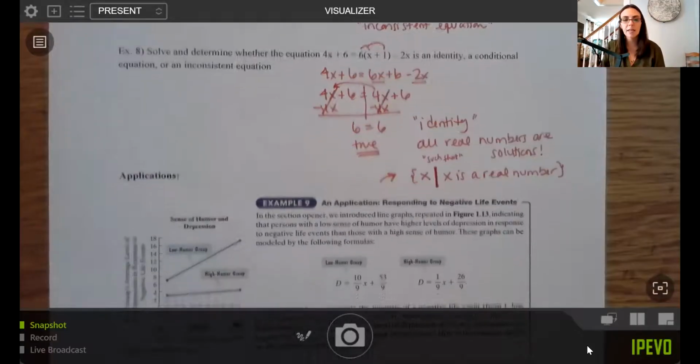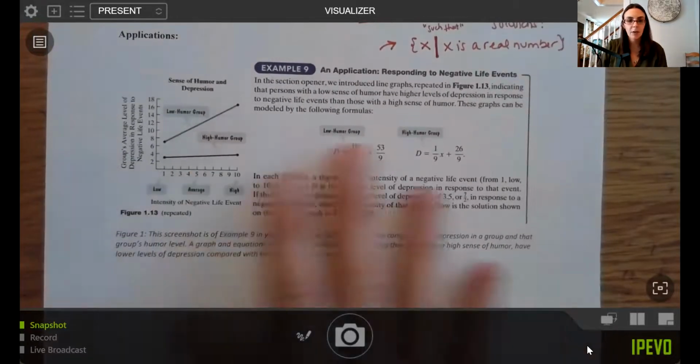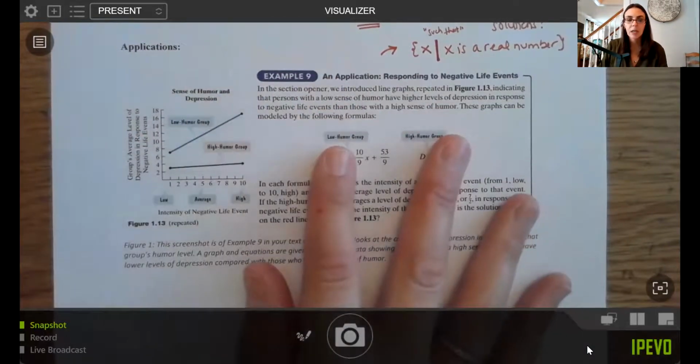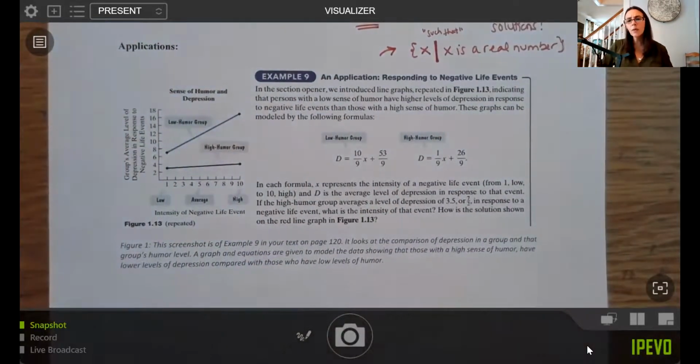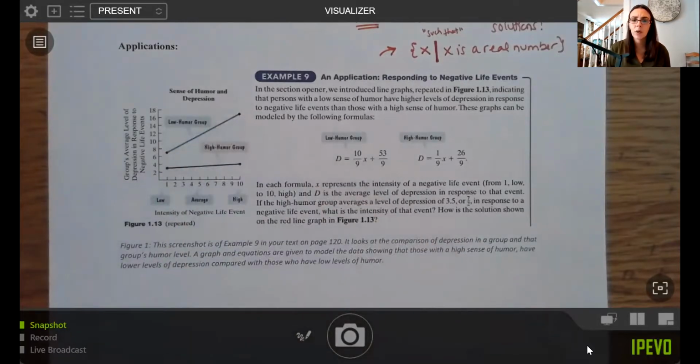All right, so there's one last example I want to look at. It's an application here, and this is just copied from your text. I thought it was easier bringing in the graph and the equations. If you read through the section opener in the text, you'll see that we introduce line graphs, indicating that, in this specific example, persons with a low sense of humor have higher levels of depression in response to negative life events than those with a high sense of humor.